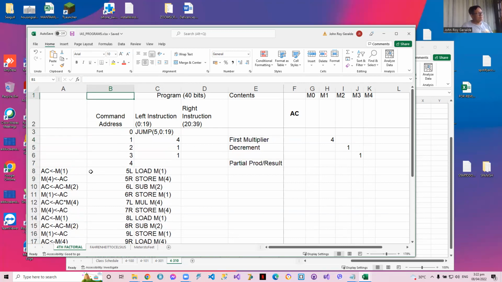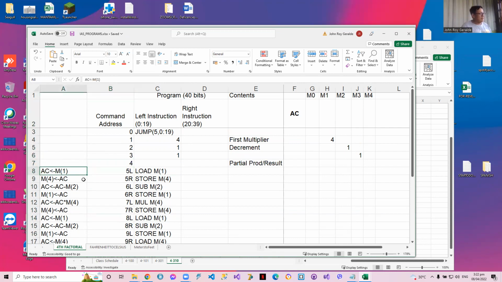Any questions so far? So we have the command address, the location, now in memory. Remember, instructions are designated 6L, 6R, 7L, 7R, but data is just 1, 2, 3, 4. Okay?